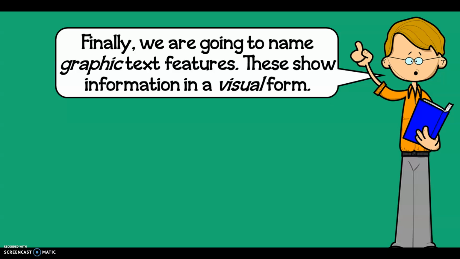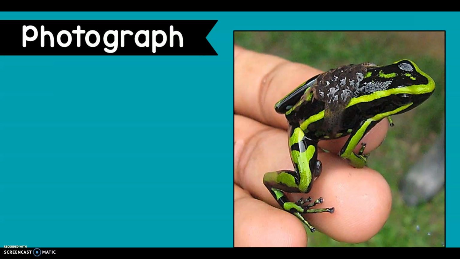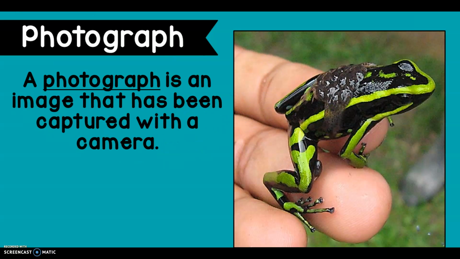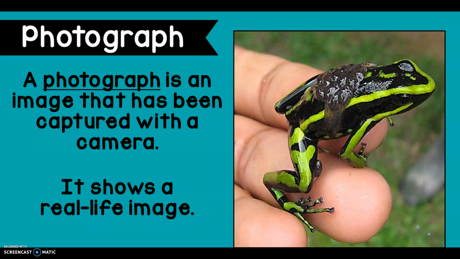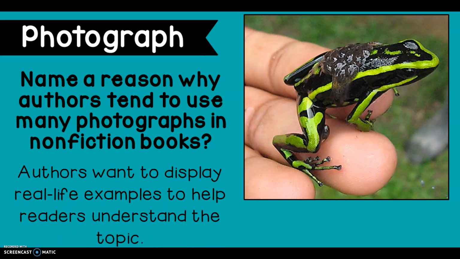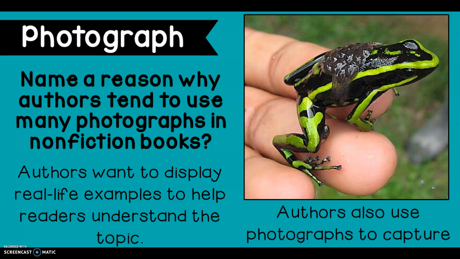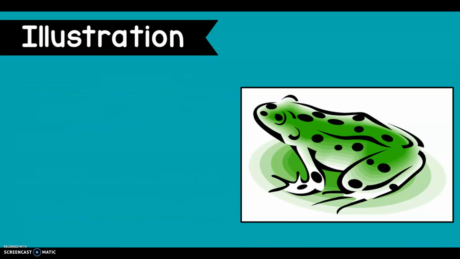The next set of text features is given to you to provide a visual form of information that an author will provide. You see photographs, and the photographs are just images that have been captured utilizing a camera. It shows real life images. On the other hand, you might see illustrations, which I will get to next, but photographs are important because they give us as the reader some real life examples to see that's noted within the text. Authors also include photographs to capture our attention.